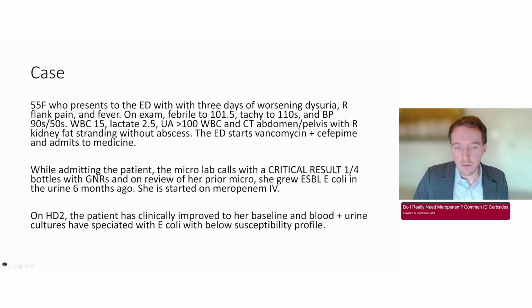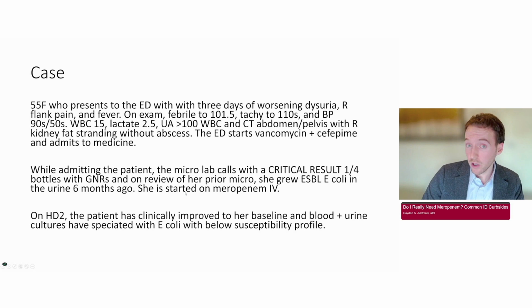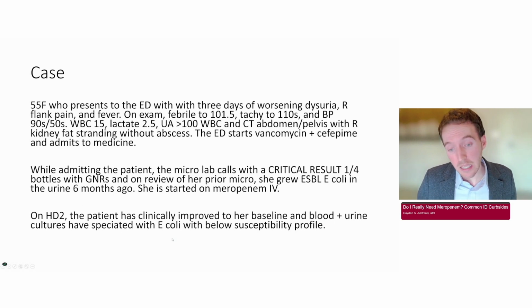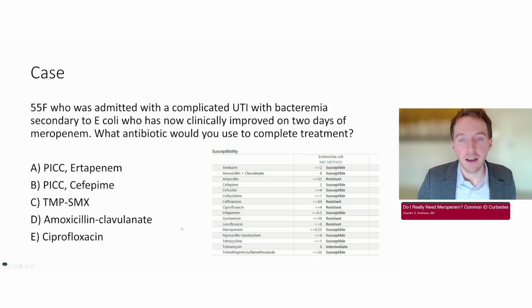Okay, so the case continues. So she grew that ESBL E. coli 6 months ago. We have the 1 out of 4 bottles with GNRs, and so you started her on IV Meropenem. On hospital day 2, she's improving. So she's back to her baseline, her dysuria and flank pain are gone, the fevers are gone. Both the blood and urine cultures are now speciated with E. coli, and have this susceptibility profile.